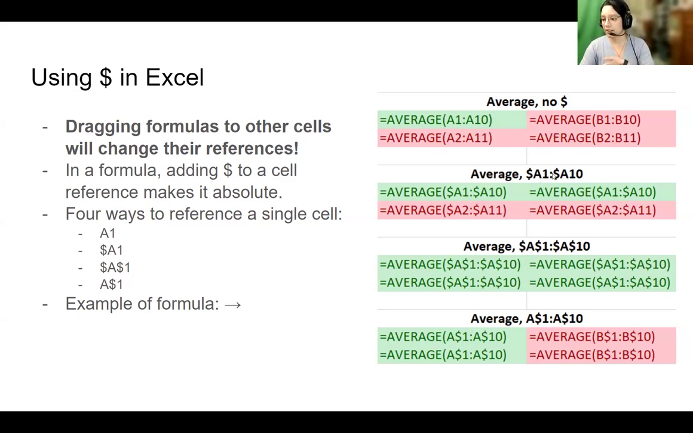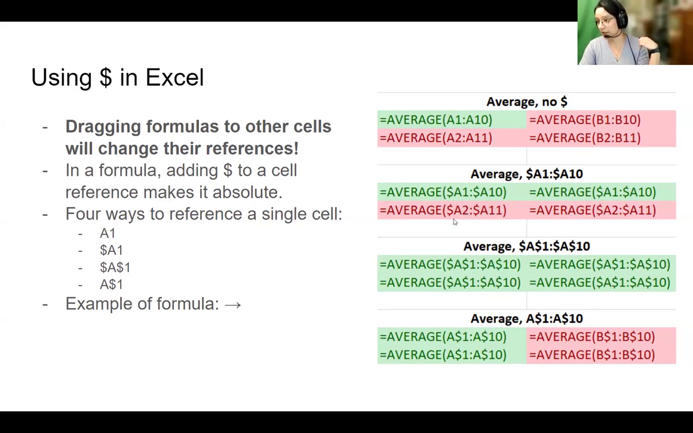But we start adding $ in, and what happens? If you've got the $ before the A, this means that we're always going to be looking at column A, but the number might change. So going over to the right, it won't change anything really because we've frozen this A. But if we move it down, we see that the 2 has changed.